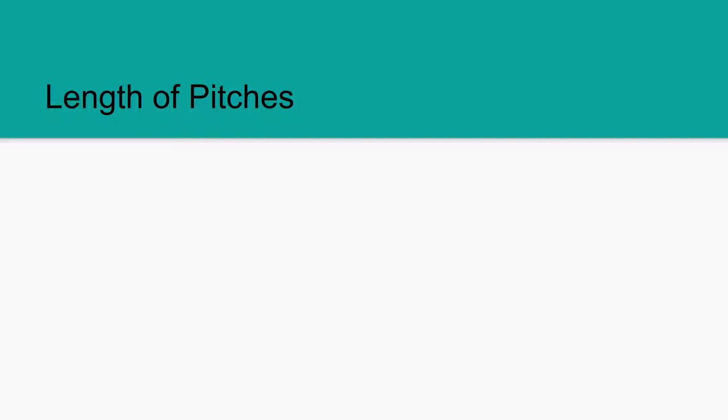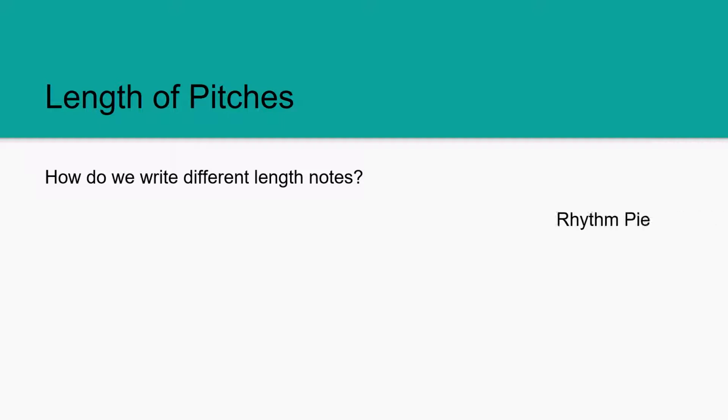So because length of pitch is so crucial, how would a composer go about showing different pitch lengths? How would they show how long to play notes for? I want to use a simple example for this that I call rhythm pie.